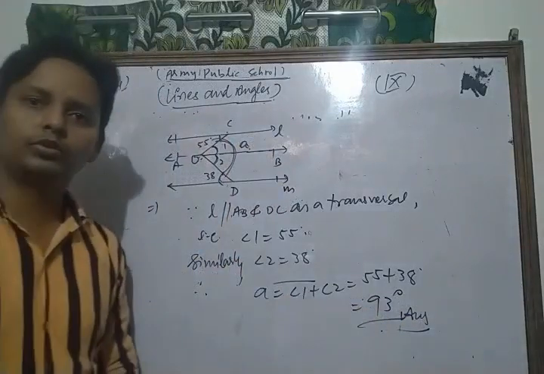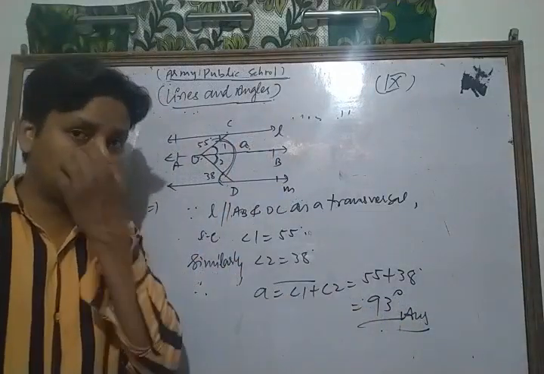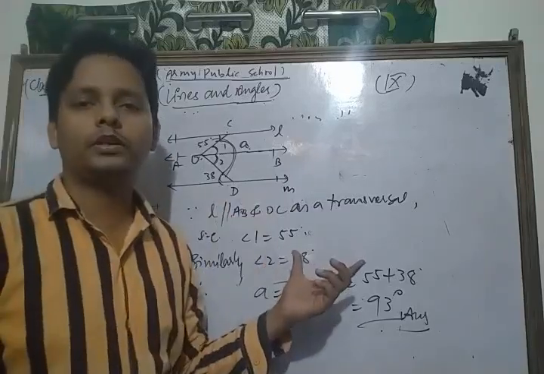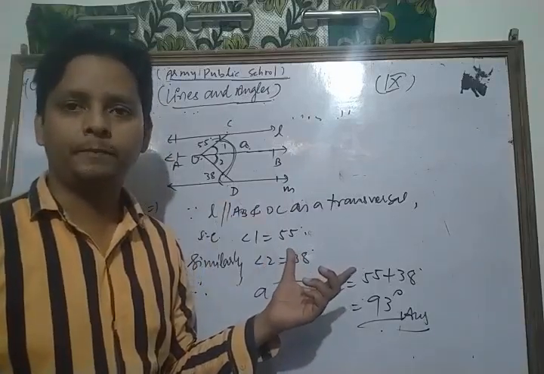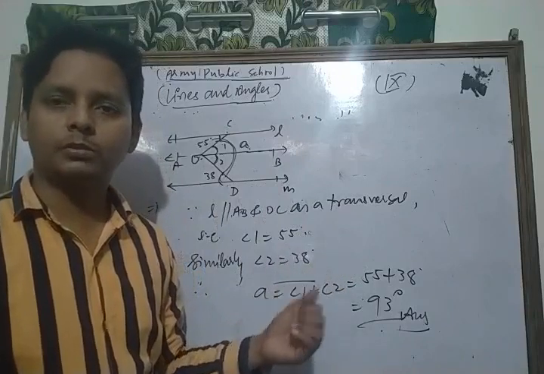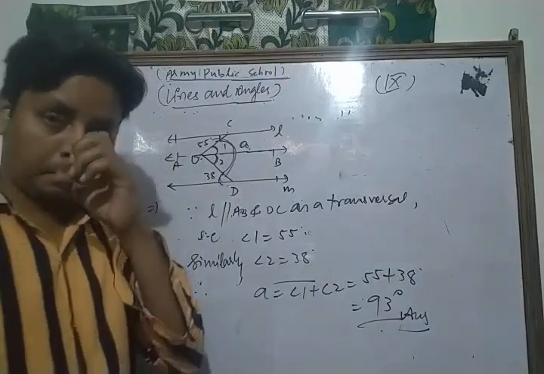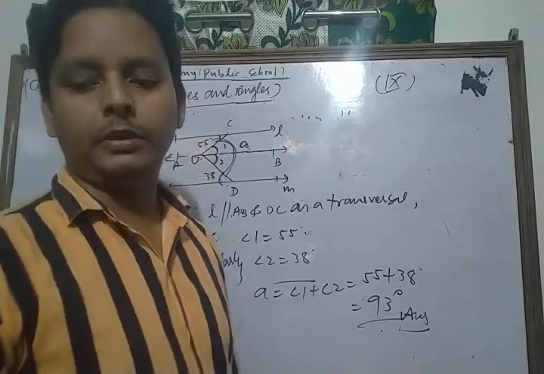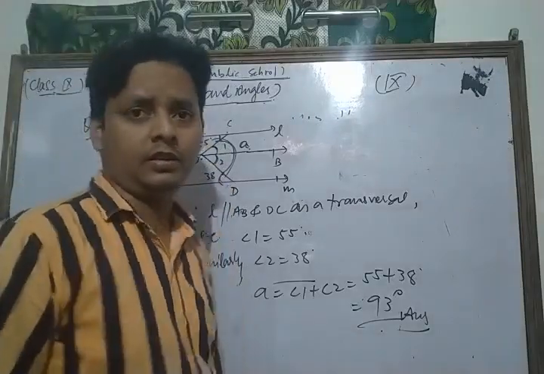Thus the value of A is 93. So using that concept, you can solve each and every question of your NCERT exercise based on the topic angles made by the transversal. Now we take and solve some other important question of your NCERT exercise based on angles made by the transversal. Let's see, dear friends.